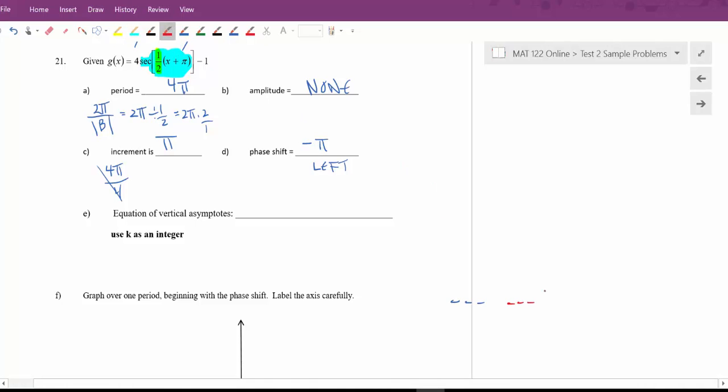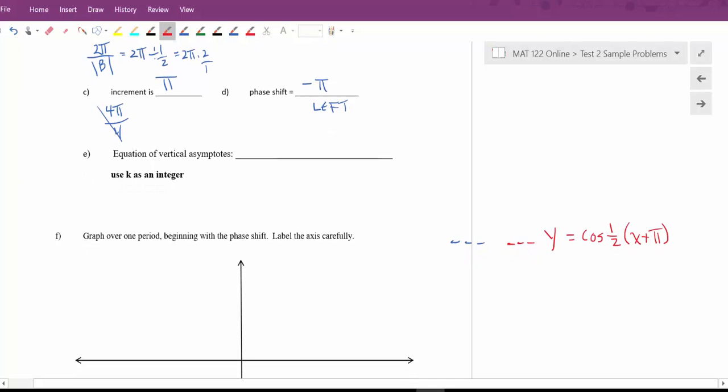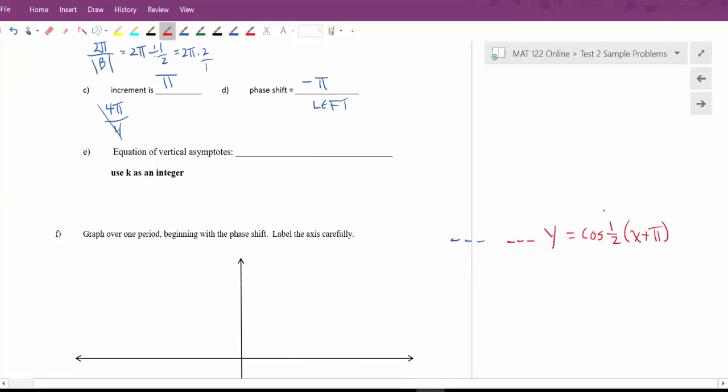So we're going to look at y equals cosine of 1/2 times x plus pi, and just look at that. Okay? And then we'll worry about the 4 and the -1 in the second step. Okay? And you could also do the 4 in this step too if you want to, like that. All right, so the increment is pi.